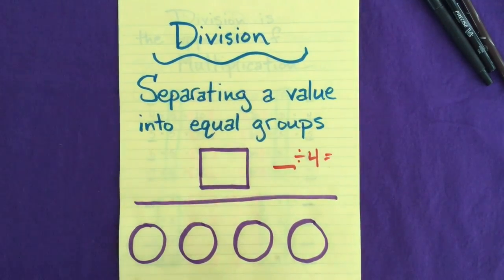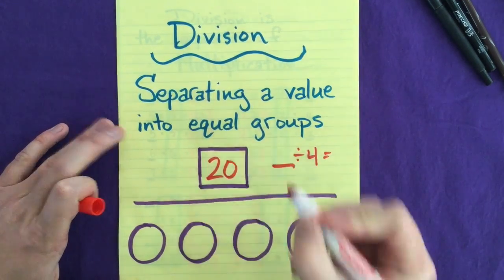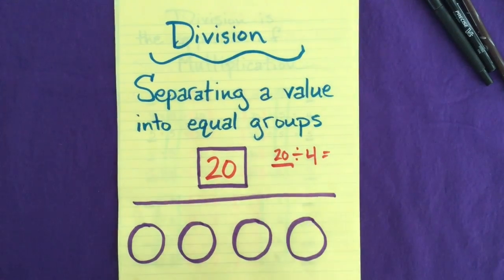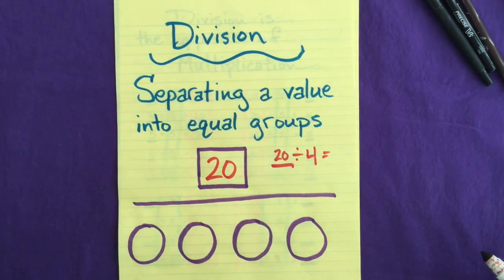So let's think about it like this. If I said this was 20, then 20 divided by 4 would equal something. I don't really know exactly what that is. So if I were to use the 2nd grade, 3rd grade methods, I might say, oh, okay, well, let me just put 1 into each of those groups until I've got 20.